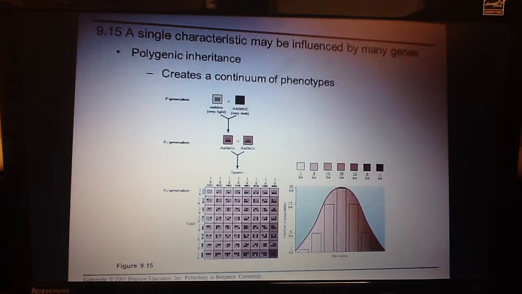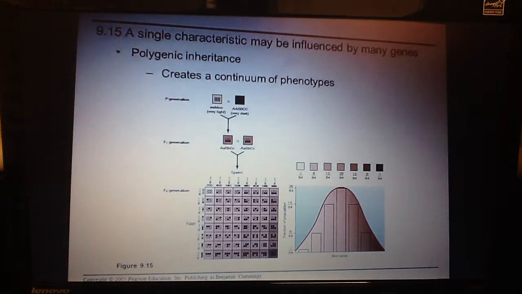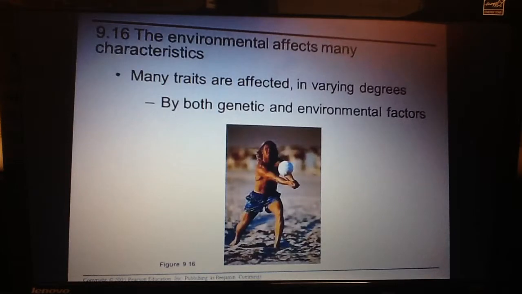Now, one of the things that we always reference is skin type. Our skin comes in various shades. We have the darkest dark to the lightest light. Because of that, we know that it's controlled by more than one gene. So it's called polygenic, more than one gene, and that creates this big continuum. So anytime you're looking at a trait and the phenotype has a broad spectrum, the odds are pretty good that it's controlled by more than one gene, and we call it polygenic.